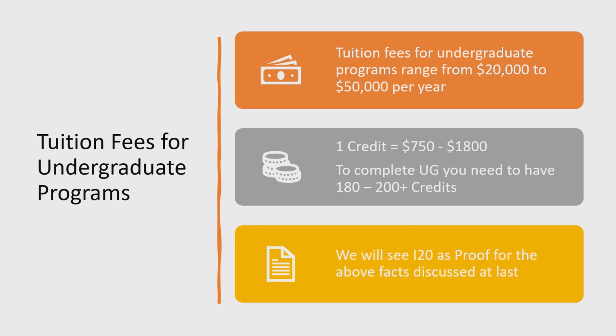So $20,000 to $50,000 per year, and their education system is credit based. Per credit they charge you somewhere from $750 to $1,800. To complete your UG, you need to have at least 180 credits or 200 plus credits based on the university you choose. And we will see I-20 proofs as well in upcoming videos, so that it gets justified.